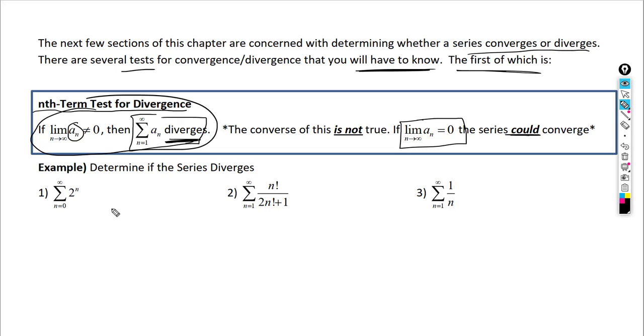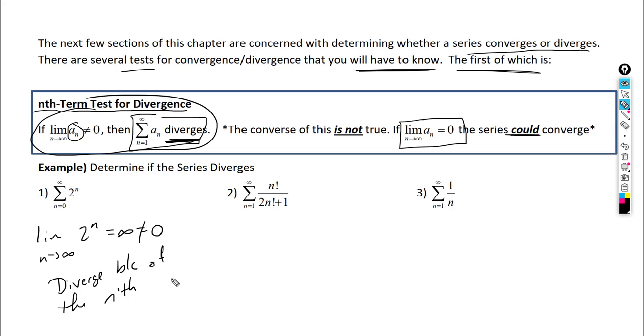So here we go, first one up. I have the series from n equals 0 to infinity of 2 to the n. Well, the limit as n approaches infinity of 2 to the n is infinity, which is definitely not equal to 0. Therefore, using this test, we know that this is going to diverge because of the nth term test.